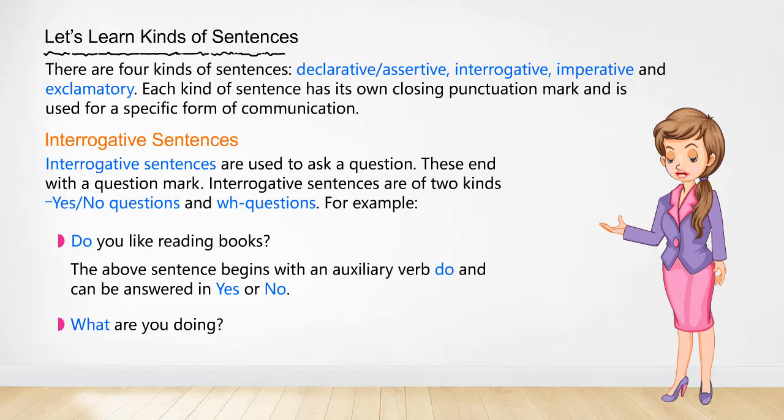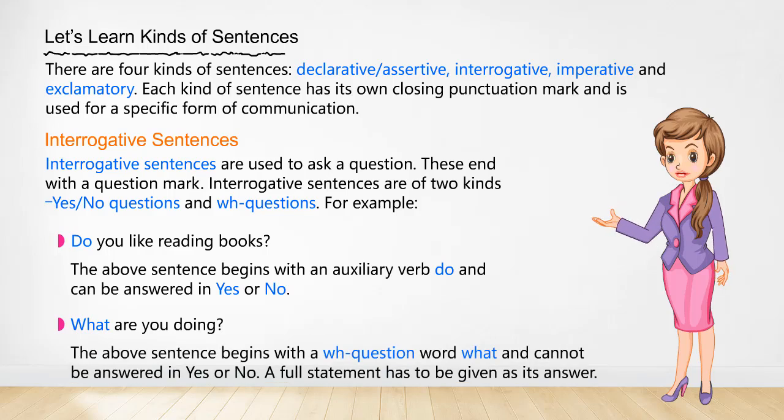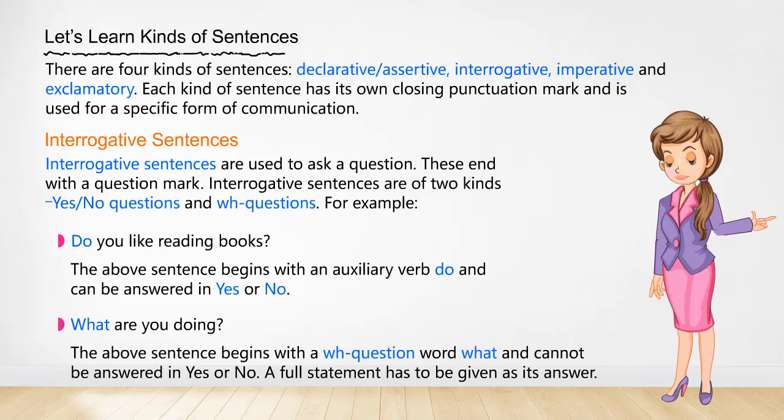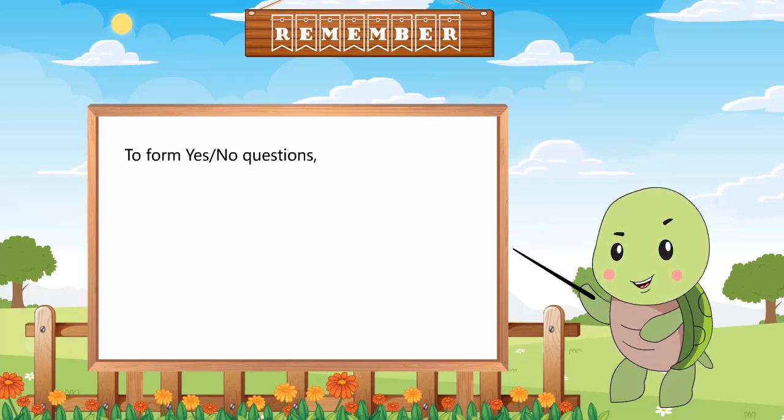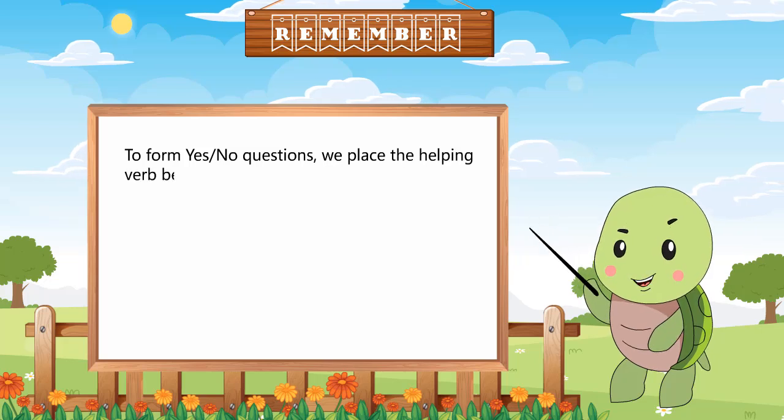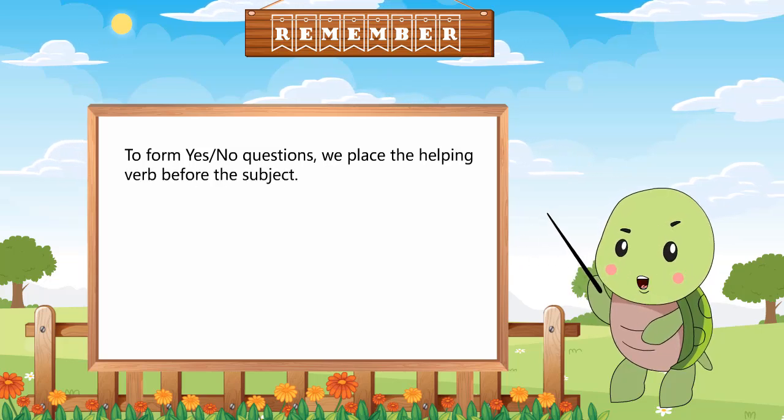What are you doing? The above sentence begins with a WH question word, what, and cannot be answered in yes or no. A full statement has to be given as its answer. Remember, to form yes/no questions, we place the helping verb before the subject.